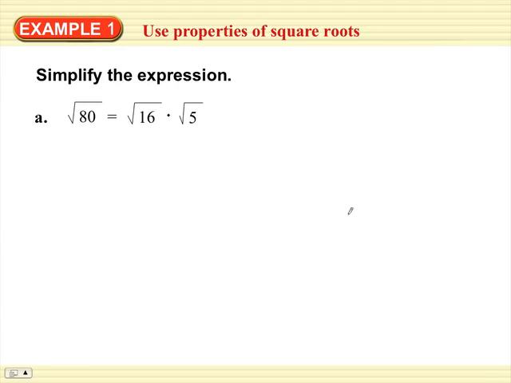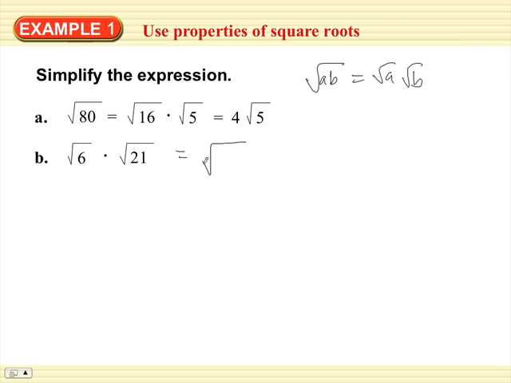Alright, that's how you do square root of 80. What if you have a product here? Square root of AB equals square root of A times square root of B. What could this be the same as? Square root of 6 times... Could I multiply these two and put them under here? Yeah, isn't that going backwards? Going from here to here.